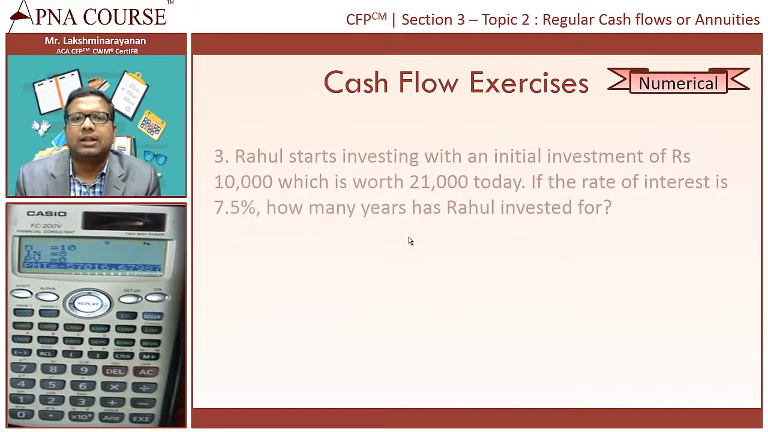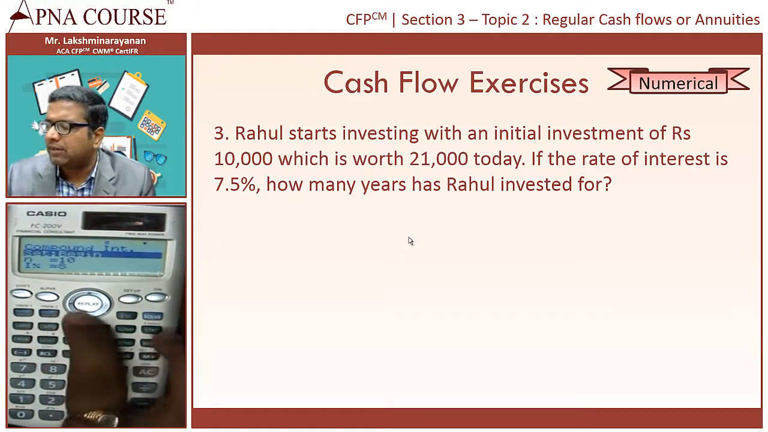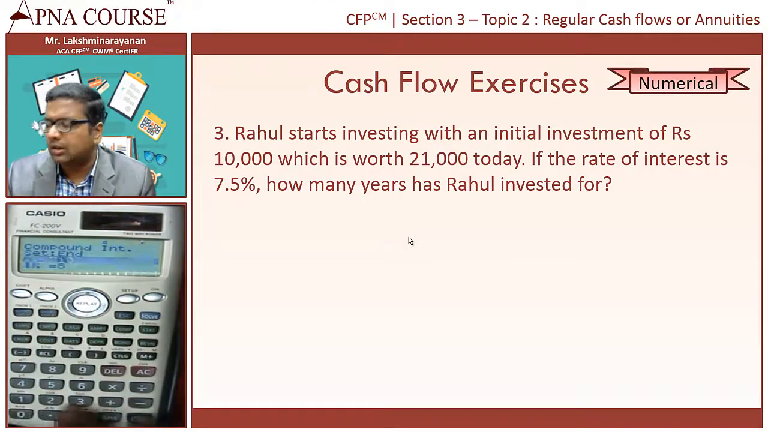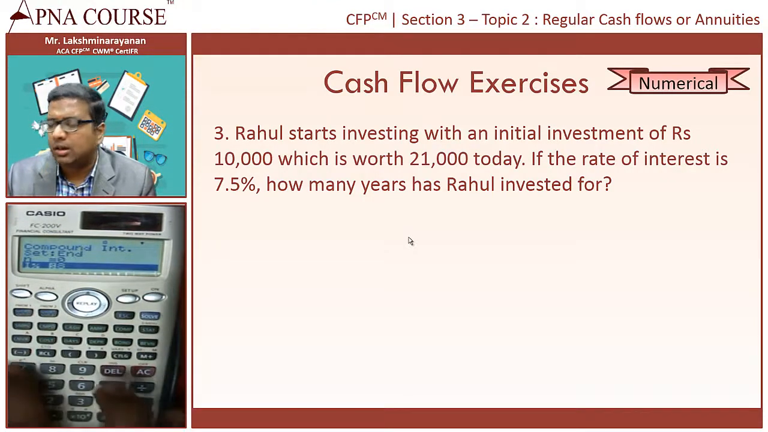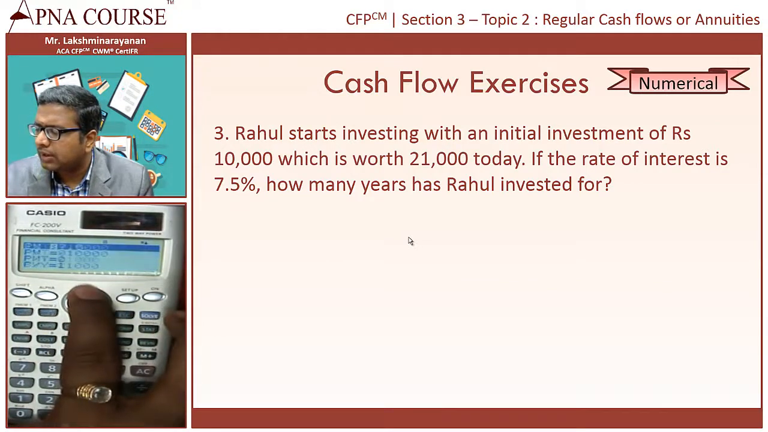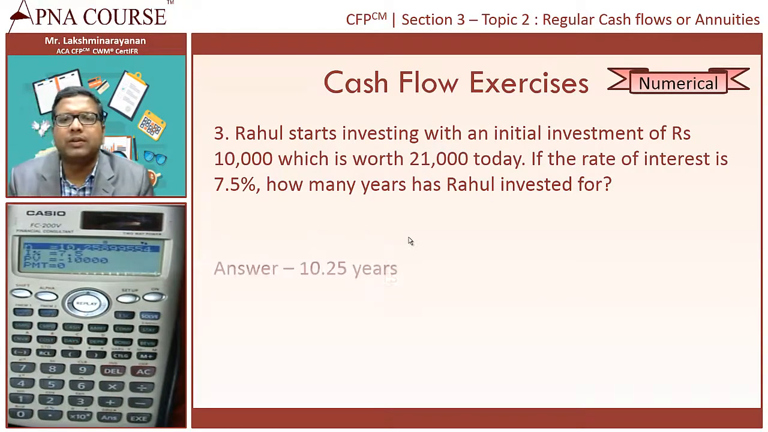Perfect. Next question. Rahul starts investing with an initial investment of 10,000, which is worth 21,000 today. If the rate of interest is 7.5%, how many years Rahul invested for? Very simple question. The set can be anything. N is what I have to find. 7.5% is the rate. PV is 10,000. PMT is 0. 21,000 is the future value. I find N. So 10.25 years is the answer.